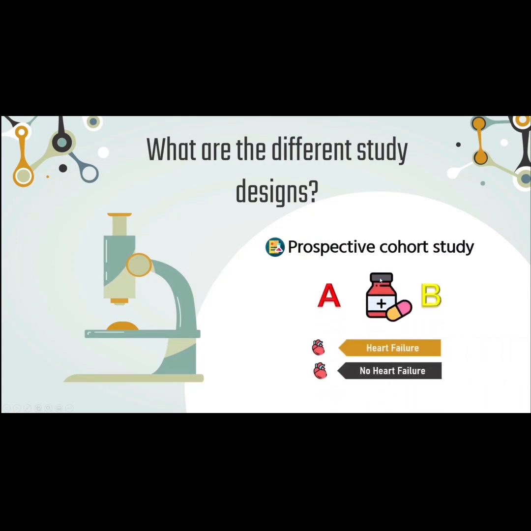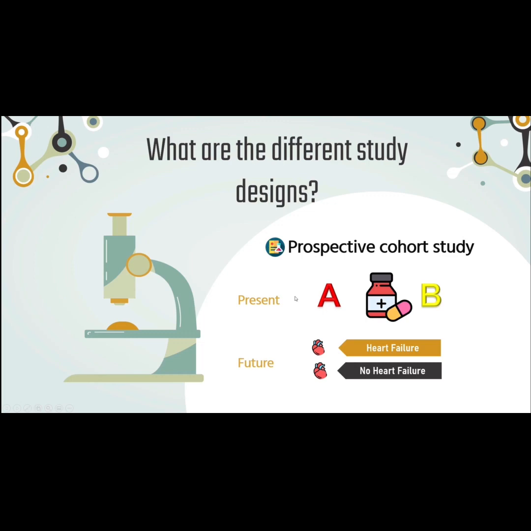Prospective cohort studies have exactly the same groups, similar outcomes in this example. So you have drug A, drug B, and you're seeing who developed heart failure and who did not. But the difference is for the exposure, you start in the present and you follow patients in the future.